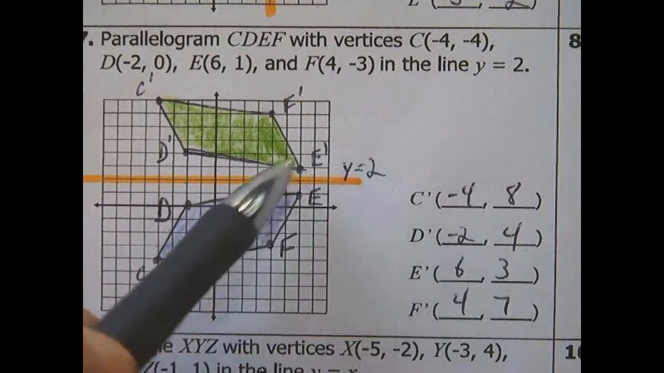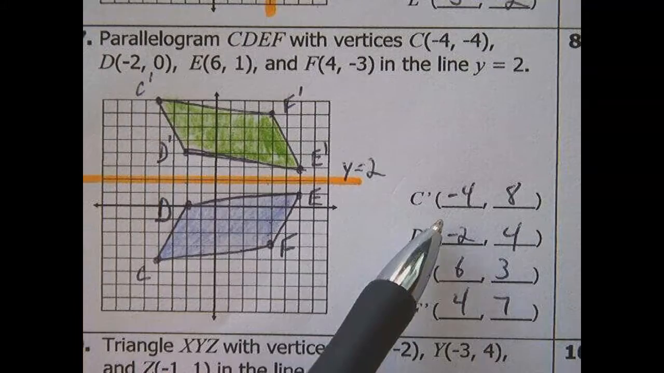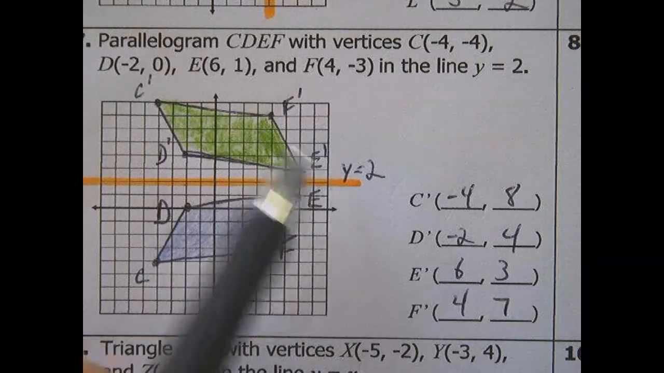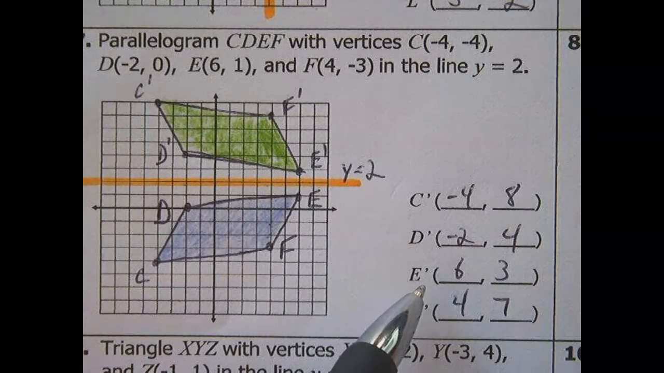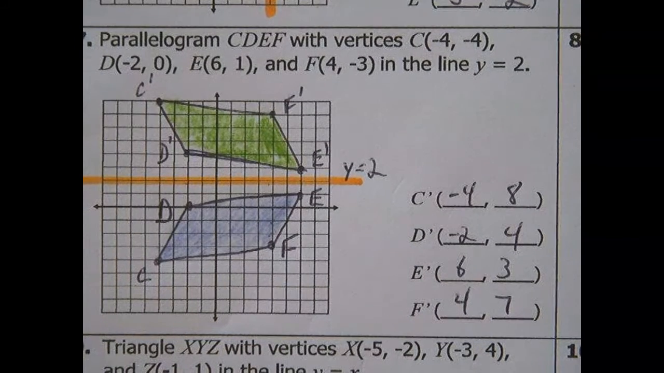And once we get the points, we just carefully look at the graph and figure out what the ordered pair is for all of the primed points, or the image points. Okay, that's pretty much all we're going to do with reflections in the coordinate plane.